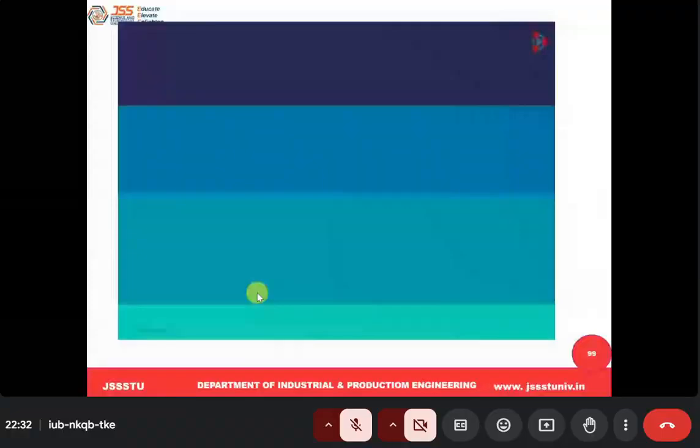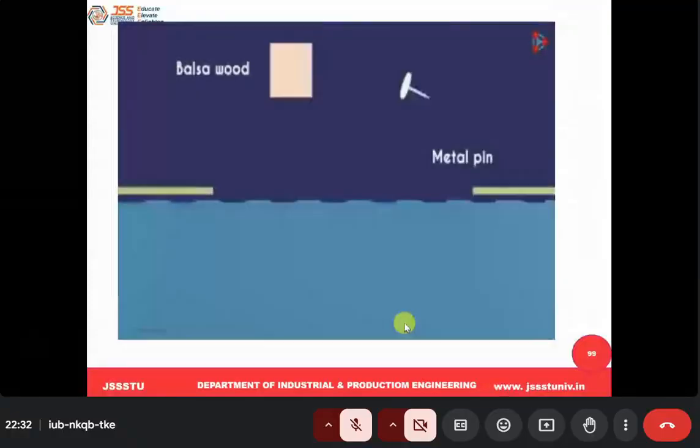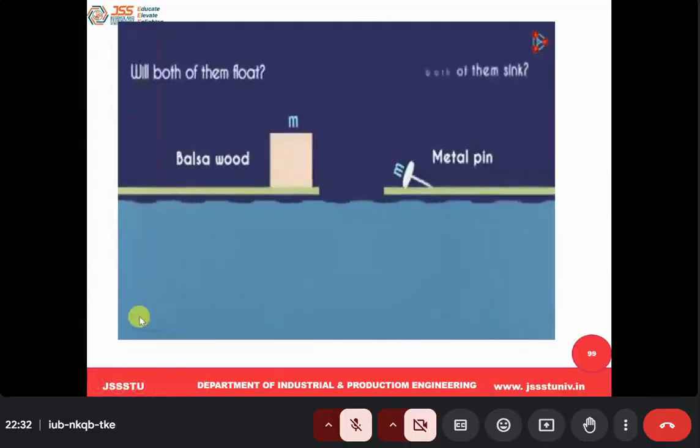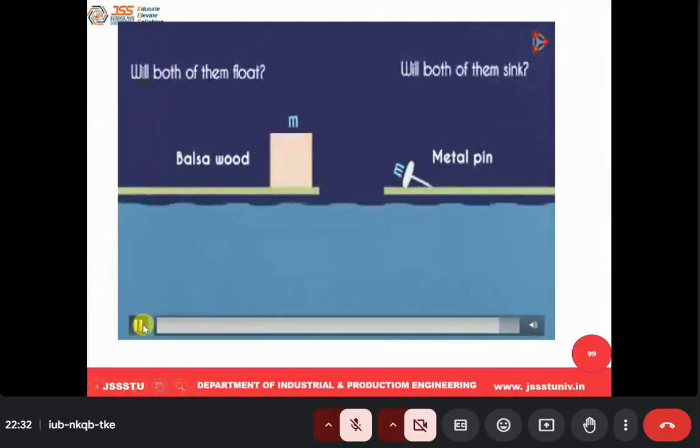Now let's say you simultaneously drop a piece of balsa wood and a metal drawing pin of the same mass into a container filled with water. What do you think will happen? Will both of them float, or will they both sink? Or one stays afloat and one sinks? We will understand this example in the next video.